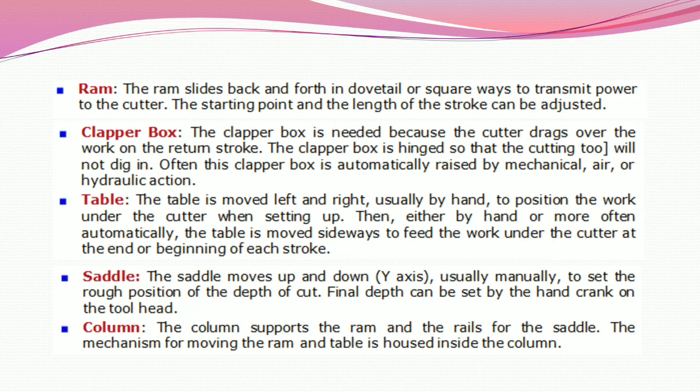Next one, saddle. The saddle moves up and down the y-axis, usually manually, to set the rough position of the depth of cut. Final depth can be set by the hand crank on the tool head. Next, column. The column supports the ram and the rails for the saddle. The mechanism for moving the ram and table is housed inside the column.